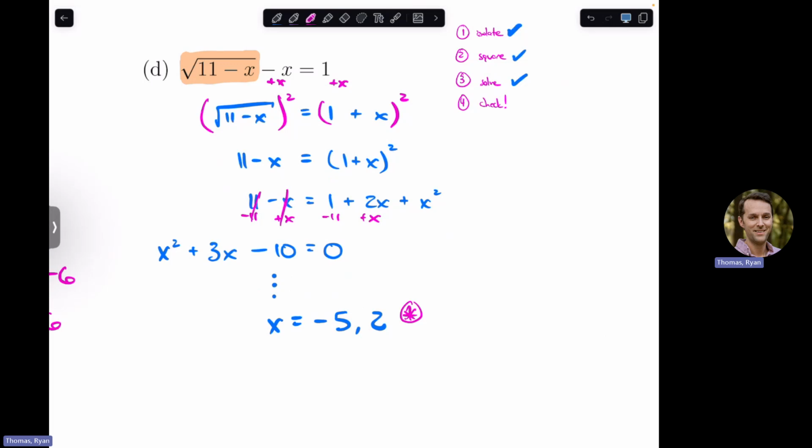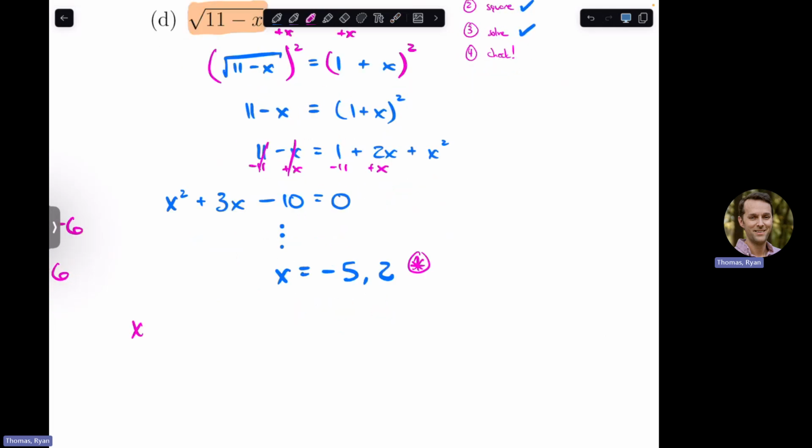If I was doing this with a cube root, though, I'm not as concerned because cube roots don't have weird domain stuff, right? They don't behave quite the same way. That means they don't introduce some of the same problems. Okay, so I'm going to check those. I'm going to check them by just rewriting the original problem and plugging in these x values.